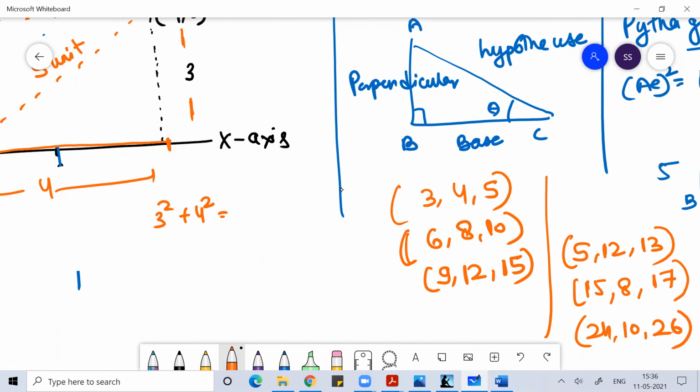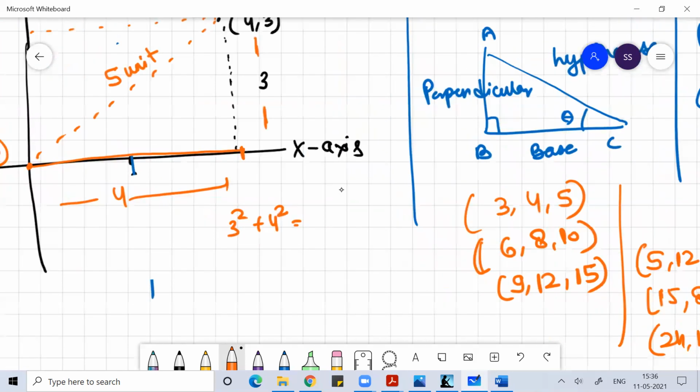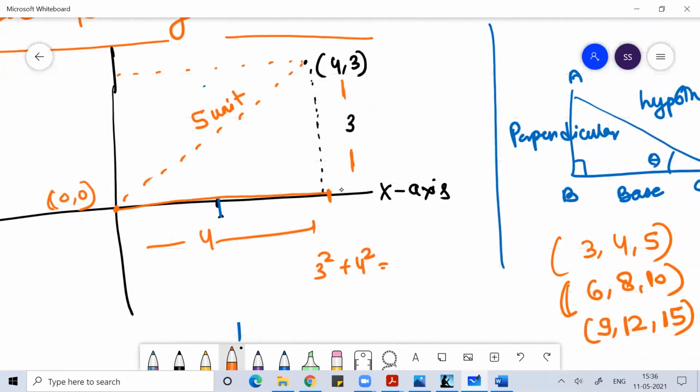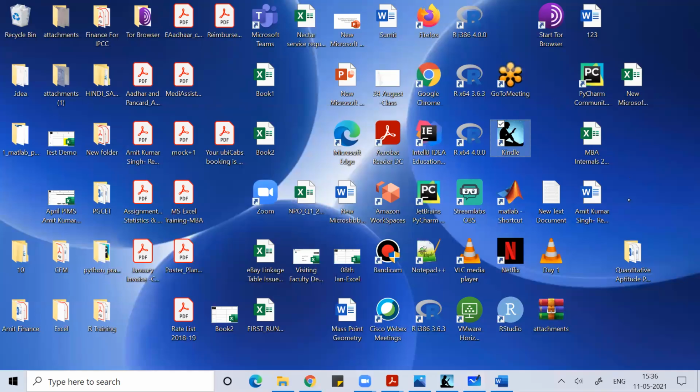24, 10, 26. They are very common Pythagoras triplets. You should always remember them, so you never know when you may require them. Okay. So Pythagoras triplets, you remember. We use these Pythagoras triplets to solve many problems also.